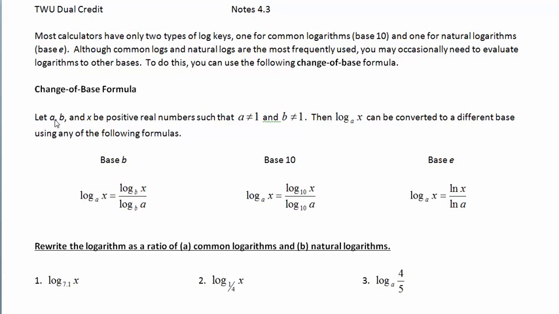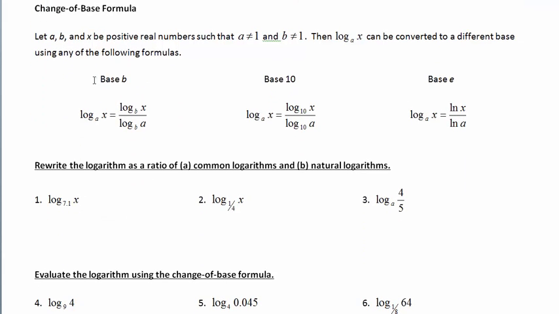We're going to let a, b, and x be positive real numbers, they can't be negative, such that a isn't 1 and b is not 1 either. Then the log base a of x can be converted to a different base using any of the following formulas. Pay attention to the fact that x has to be a positive number, and a does as well. We can change to base b.